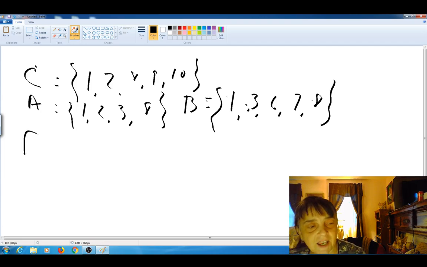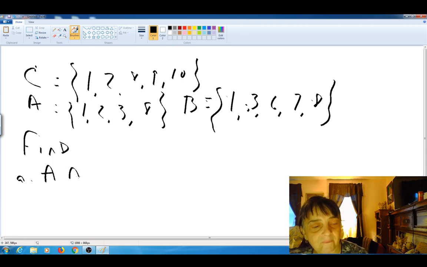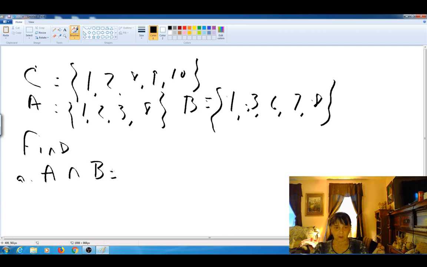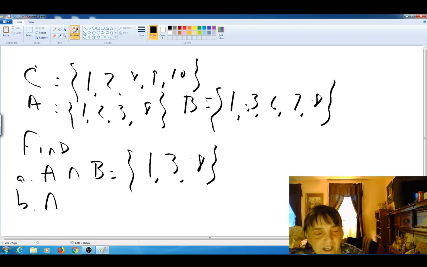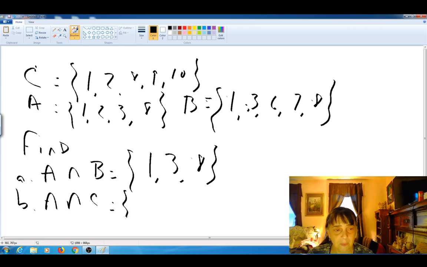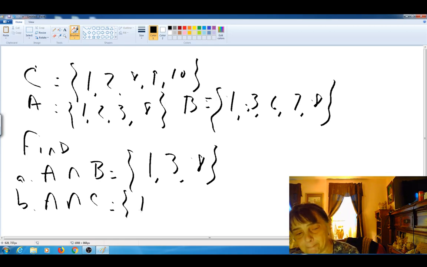Find A intersect B. A and B share what elements? They both have 1, and both have 3, and both have 8. So A intersect B is 1, 3, 8. And A intersect C is what? A and C both have 1, 2, and 8.